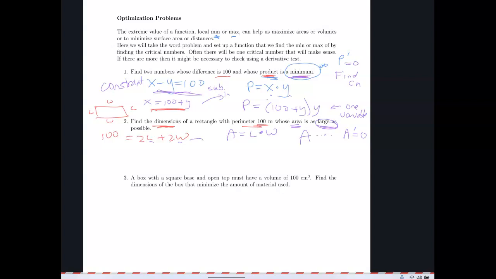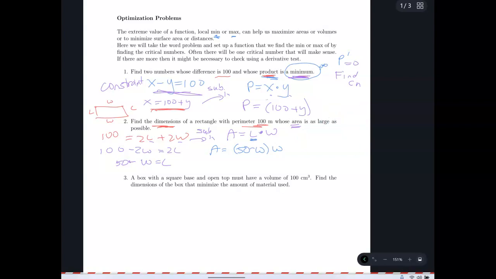So now we're going to sub in, and I need to solve for one of these variables. It doesn't matter which one. So how about if I do 100 minus 2w is 2l, and if I divide through by 2, that gives me 50 minus w is equal to l. Okay, so now I'm going to put that in right there. So area is 50 minus W times W, and it's always going to be easier to multiply it out rather than doing product rule. So let's do that. So I get 50W minus W squared.